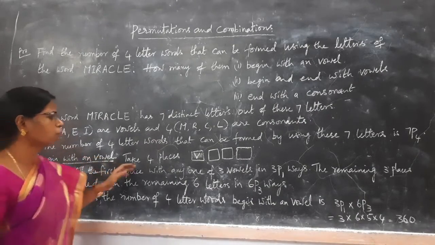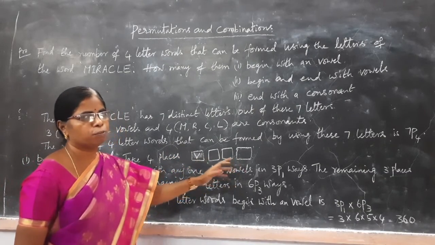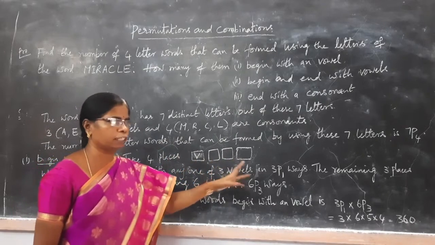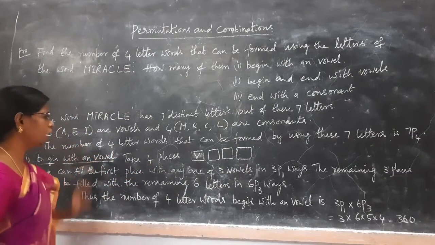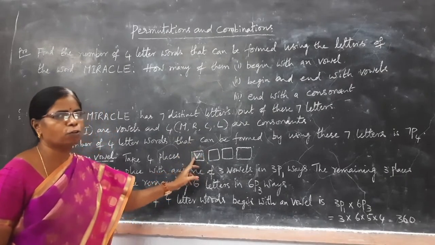So because we need 4-letter words, I take 4 places like this. Because we need 4-letter words, so I take 4 places like this. So after taking them, in these 4 places, since they said begin with a vowel, I fill the first place with a vowel.